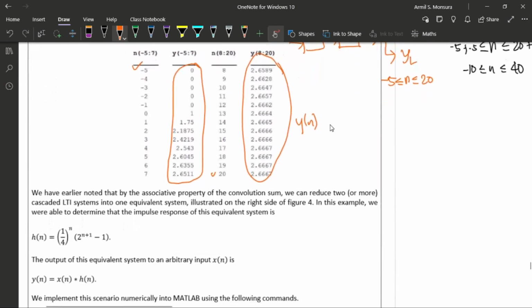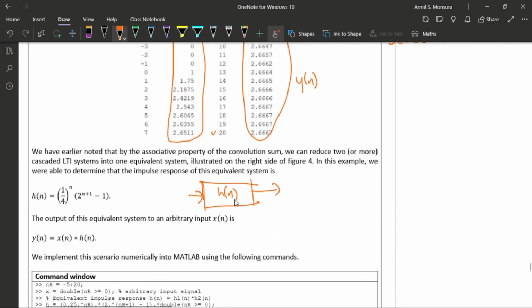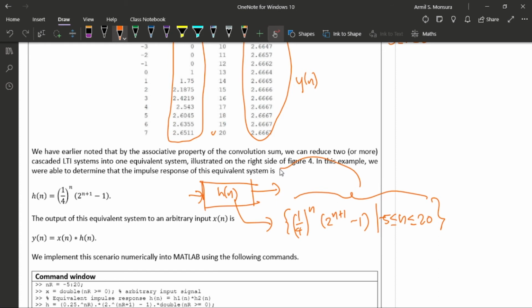Now, the equivalent system is represented by the impulse response h of n, which can be considered as a sequence whose values are in the set of yung na-compute nating expression, 1/4 raised to n multiplied to 2 raised to n plus 1 minus 1, when n is within -5 to +20. So yung elements of this set represent your h of n.